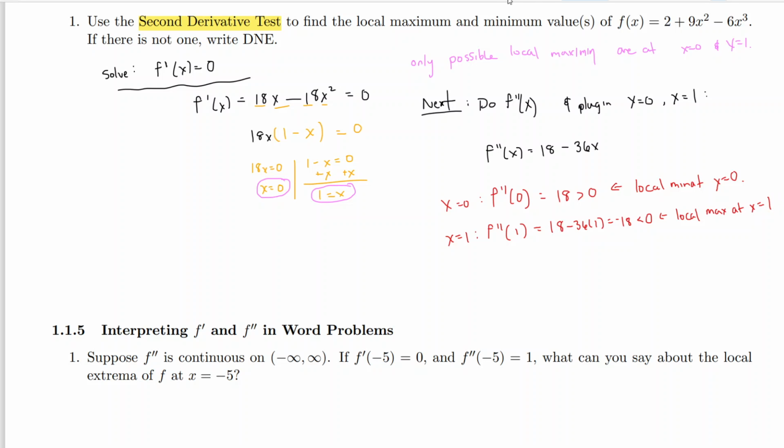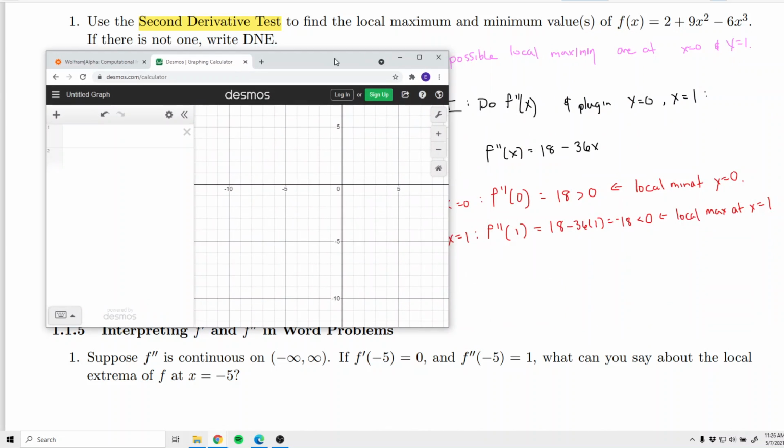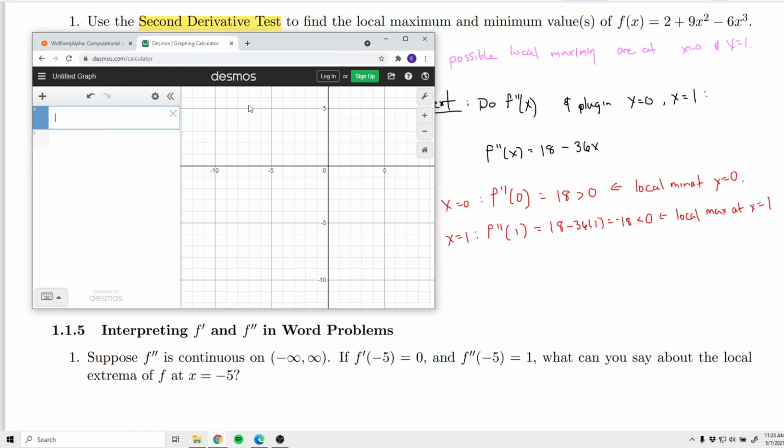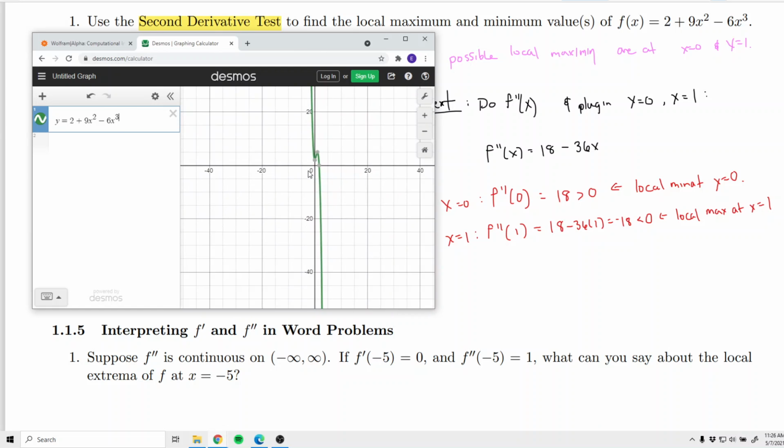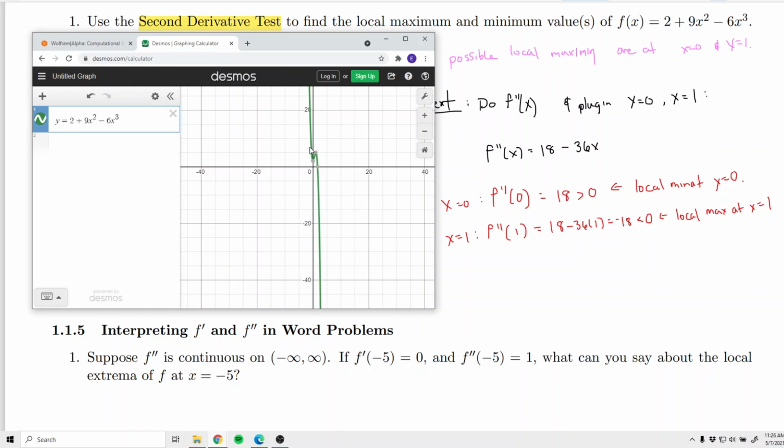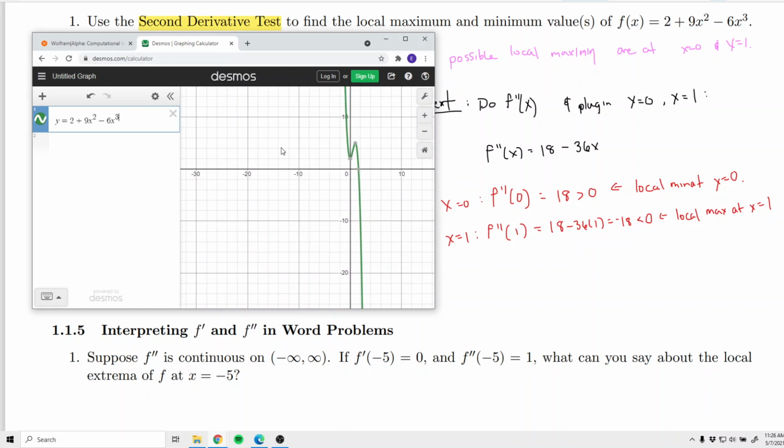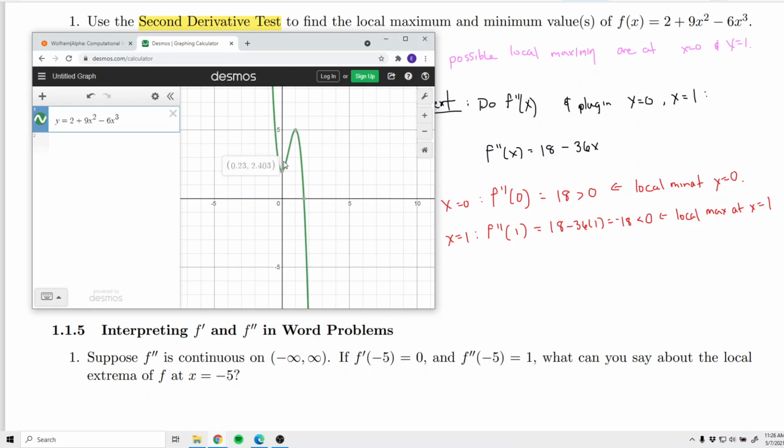at x equals 1. And before we go through and do the y values, which we'll just plug into the original function, I want you to go ahead and see how that works. Let's go ahead and plug in f of x to our graph and just see everything. Y equals 2 plus 9x squared minus 6x to the third. And you can scroll out here, but what you'll notice is that, and our formula should really go along with it, we have a local min, it's at x equals 0, and we have a local max at x equals 1.